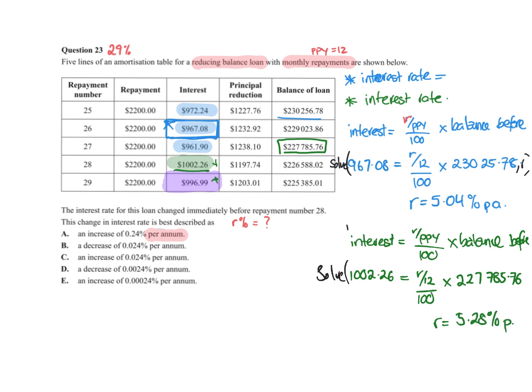So I get the rate to be 5.28% per annum. So how has it changed? It went from 5.04 up to 5.28. So what did it do? It increased by 0.24. So that was an increase of 0.24%. That's why we've done that.